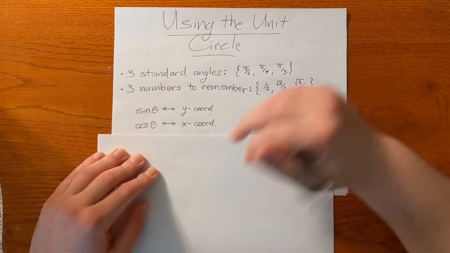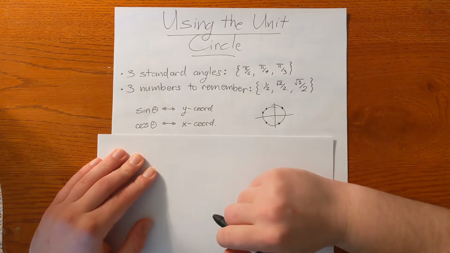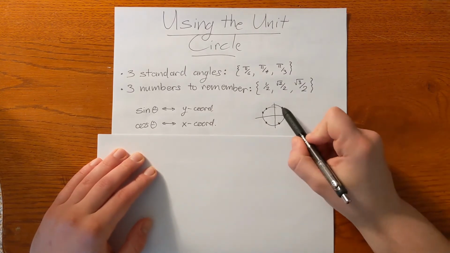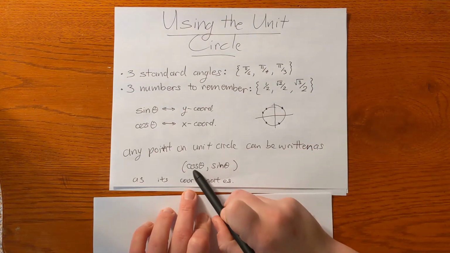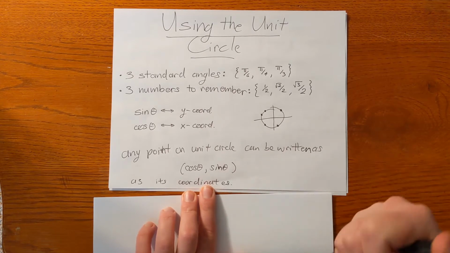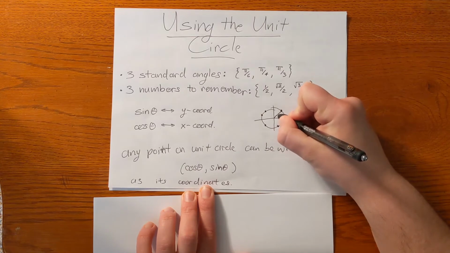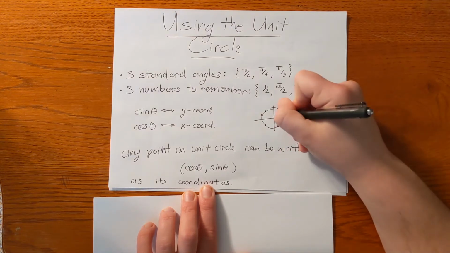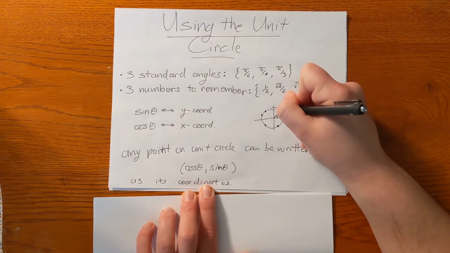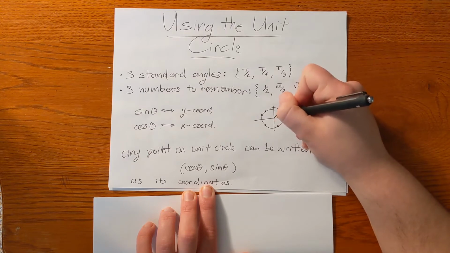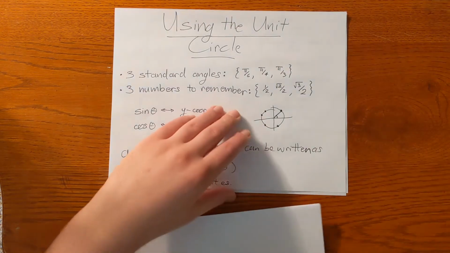The other thing that we have to remember is that sine is like the y-coordinate, and cosine is like the x-coordinate. So for any point on the unit circle, we can express it as cosine of whatever angle and sine of whatever angle. If we draw a line segment between the origin and that point on the unit circle, and then we look at this angle, sine of that angle will be the y-coordinate of this point, and cosine of that angle will be the x-coordinate of that point. So how far over it is and how far up it is.